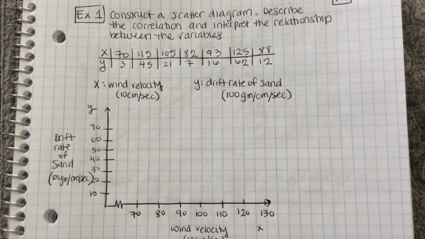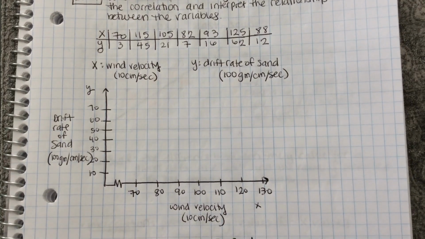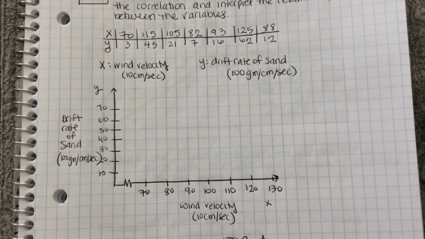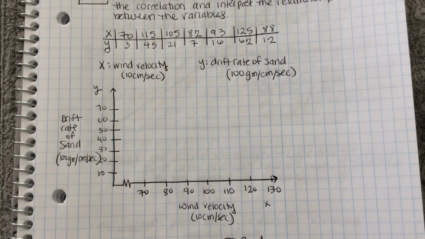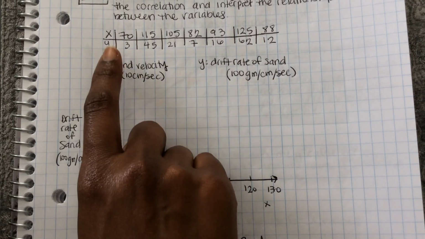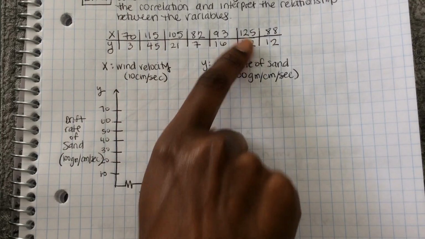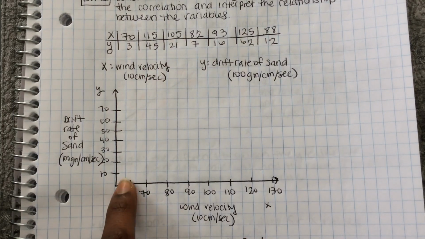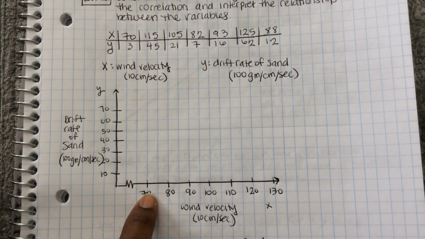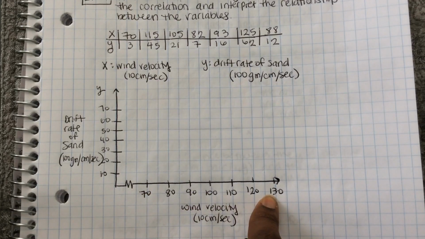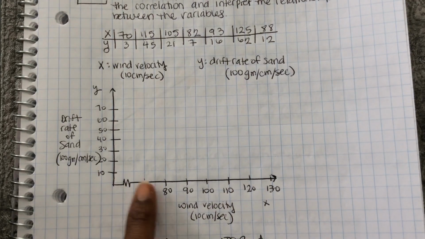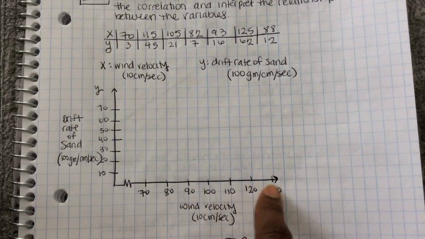So the most important thing when you're drawing a graph is to make sure you label your axis correctly with the correct rate of change and the units. So my x values are all between 70 and like 125. So I did a scale jump so that I could start at 70 and go to 130. Remember to keep that in mind if you want to jump to a number and then start a scale.